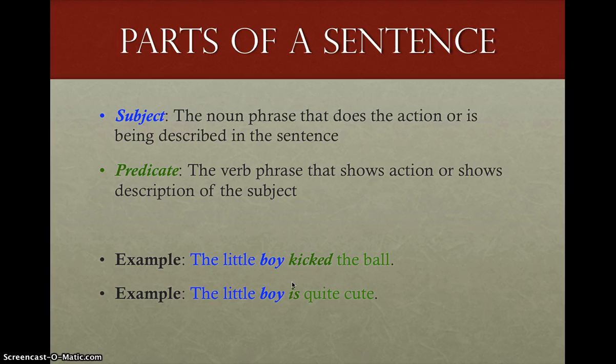The biggest thing you can do when you are diagramming sentences is to first and foremost highlight what is a subject and what is a predicate. The subject is the person or place or thing that is doing the action or being described. The predicate is where they are doing the action or they are being described. All right, the little boy kicked the ball. The little boy is quite cute. You guys have seen these examples a couple of times now. Let me know if you still struggle with this.